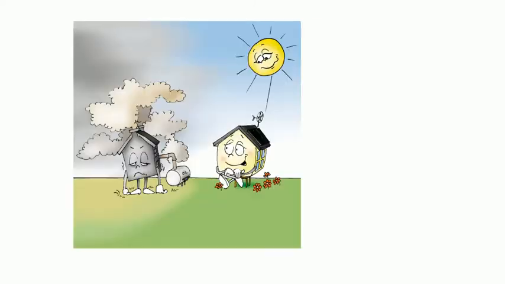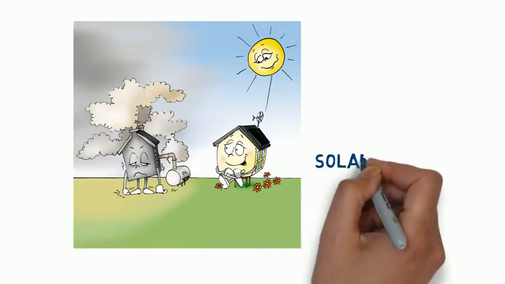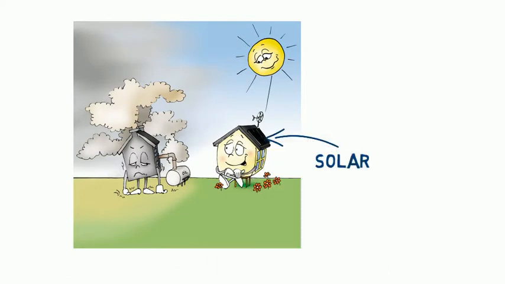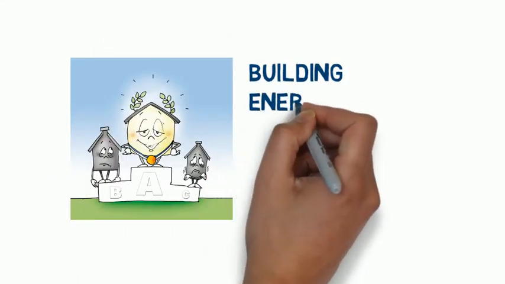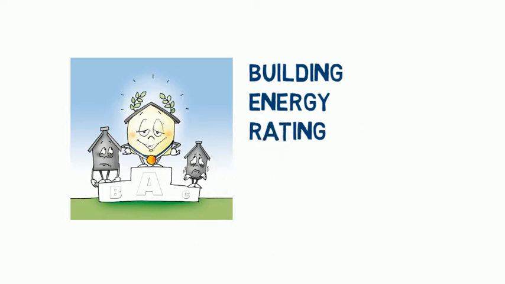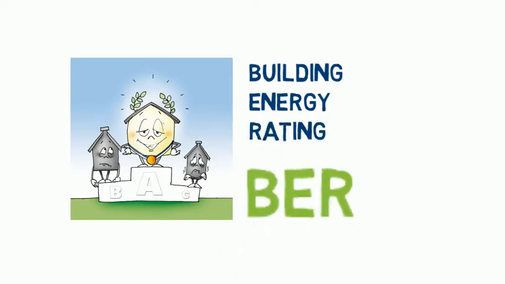Renewable energy is also a requirement for compliance, with the house on the left having none and that on the right using either solar or wind. Each of these combines to determine the overall building energy rating, or BER, with an A-rated house being the most energy efficient and B and C ratings less so.